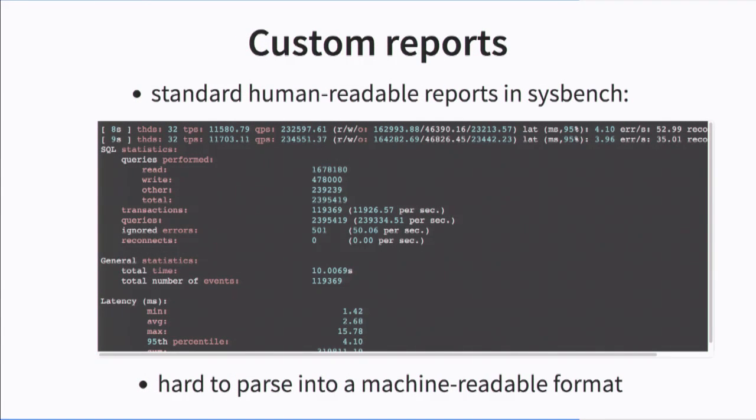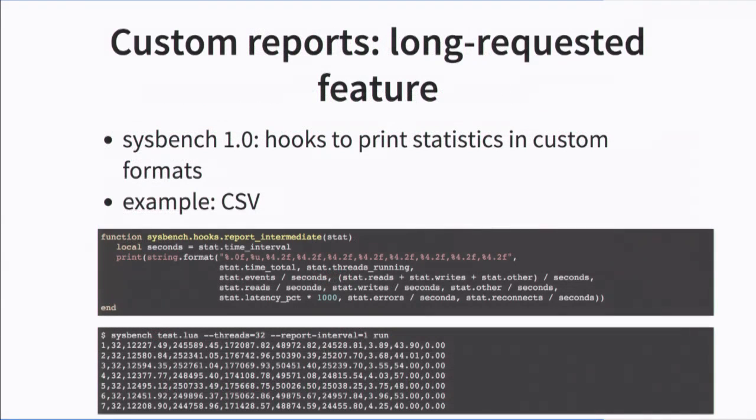Custom reports. This is the default human-readable sysbench report, which I think is massively cool. But the only problem with it is that it is a little hard to parse into a machine-readable format for further processing or visualization, for example. So one frequently and long requested feature in sysbench has been to be able to print statistics in some machine-readable formats like CSV or JSON.